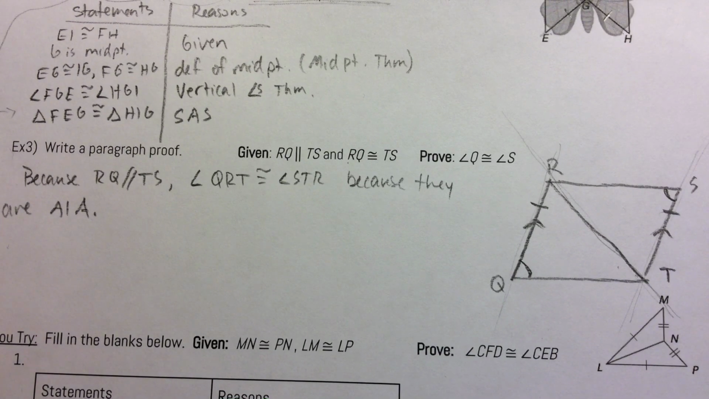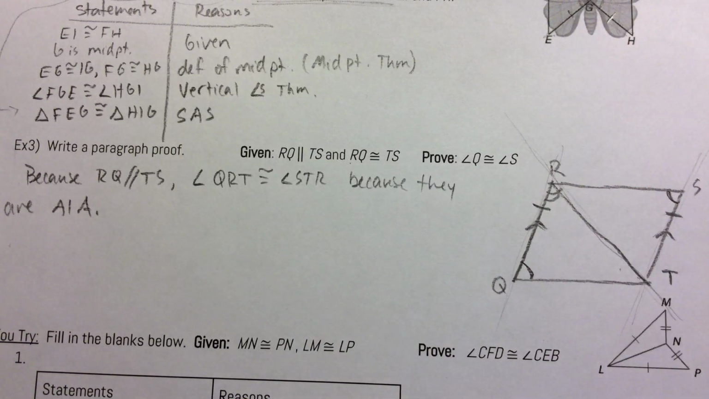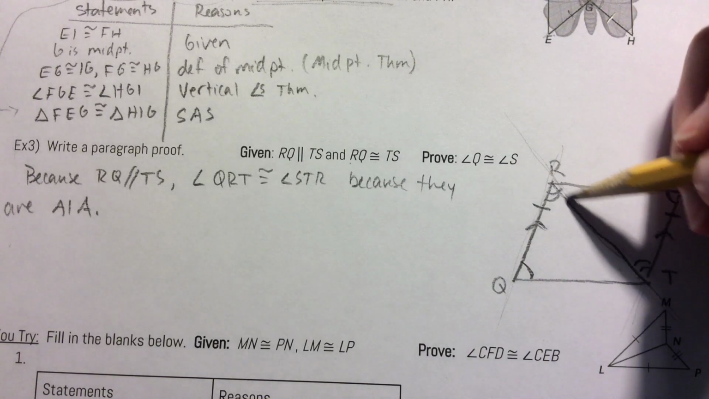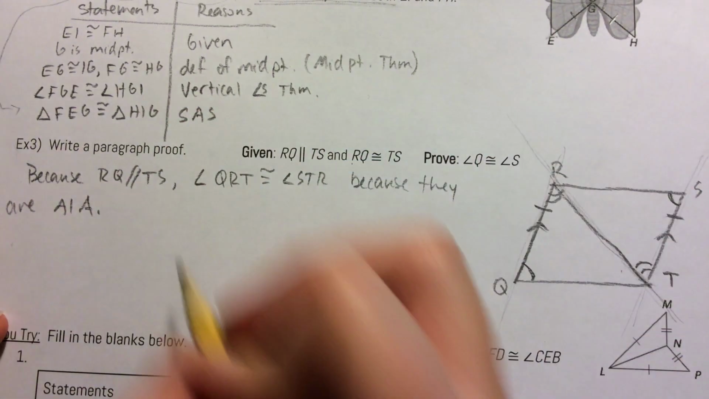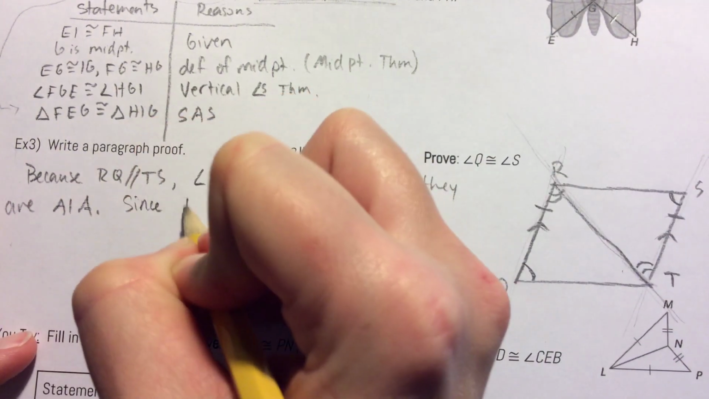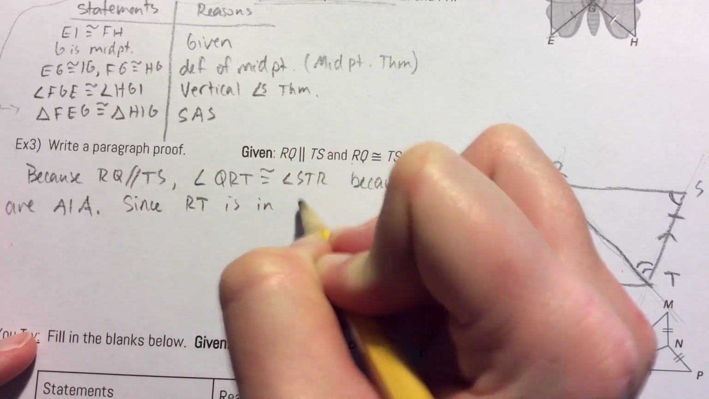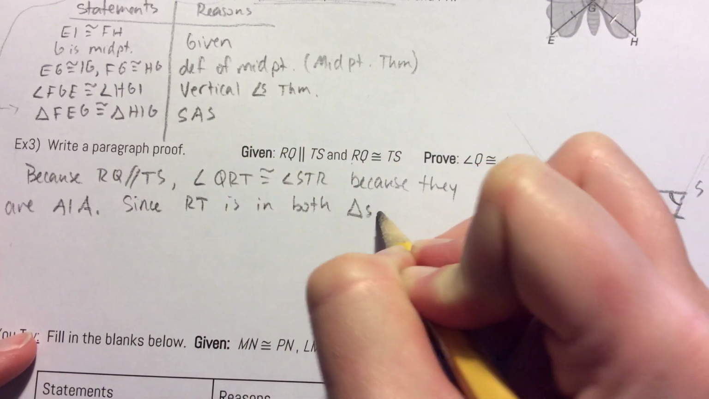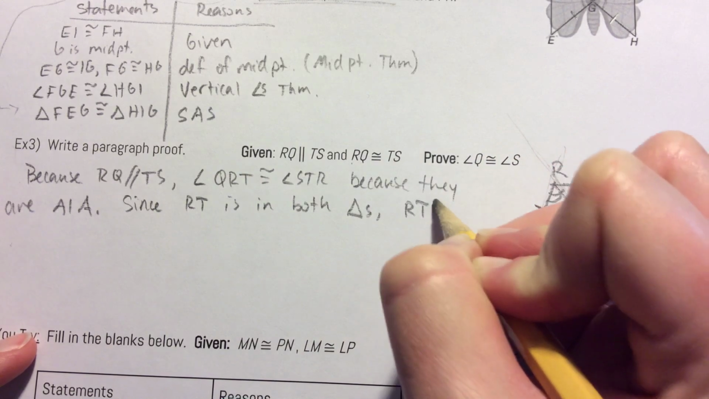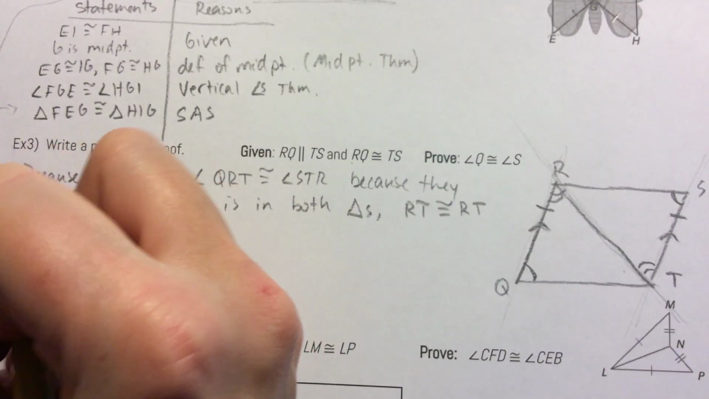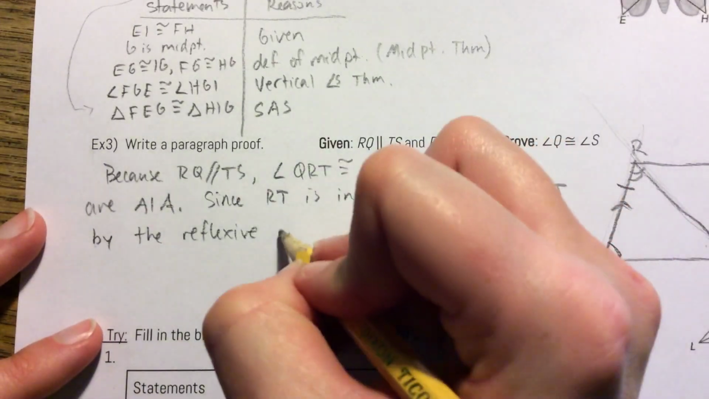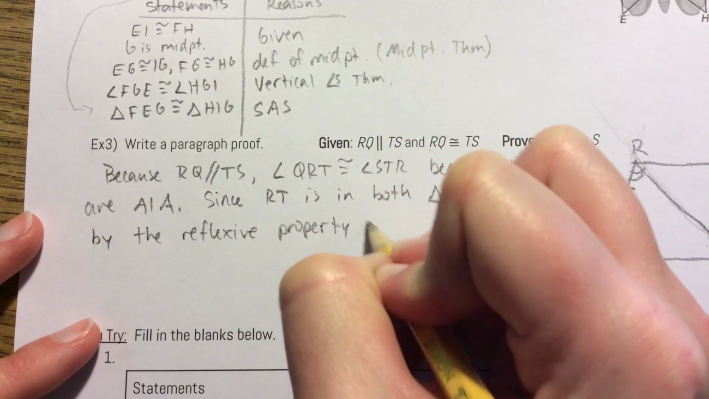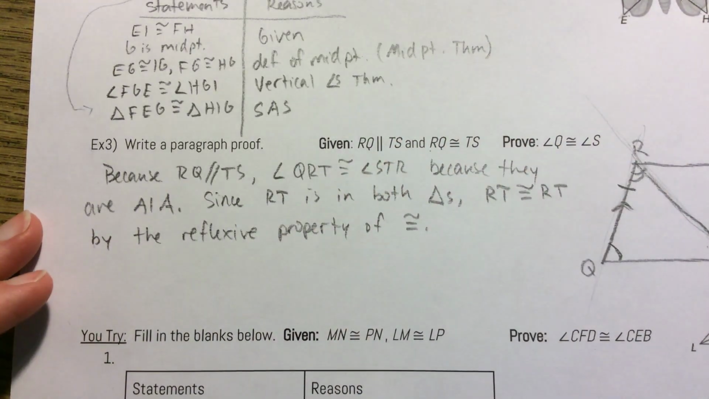Okay, so now we have that that is congruent to that. I can also say that this piece right here is congruent to itself. So I'm going to say, since RT is in both triangles, RT is congruent to RT by the reflexive property. Reflexive property of congruence.